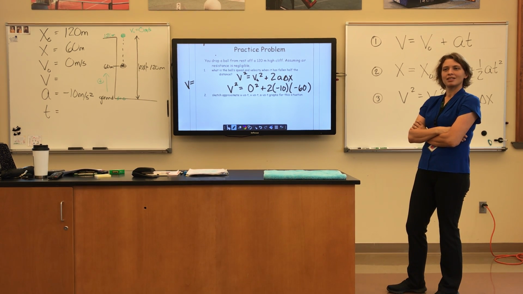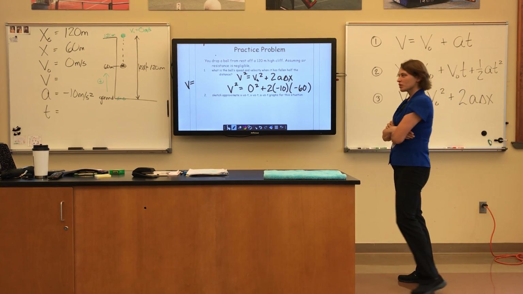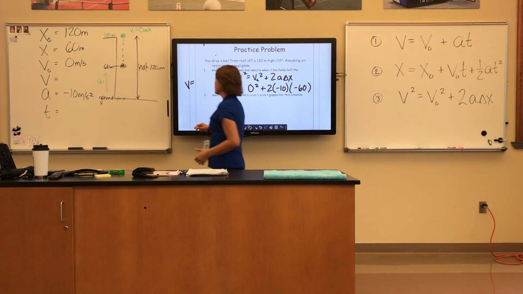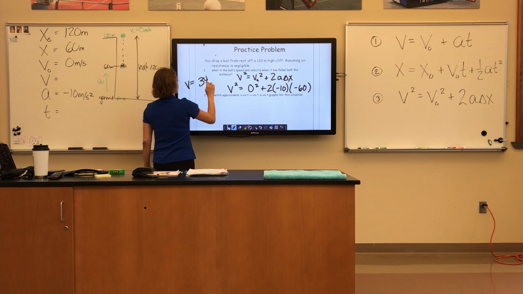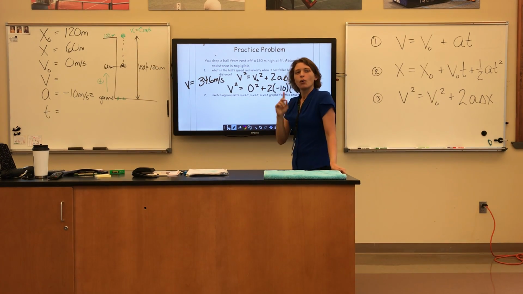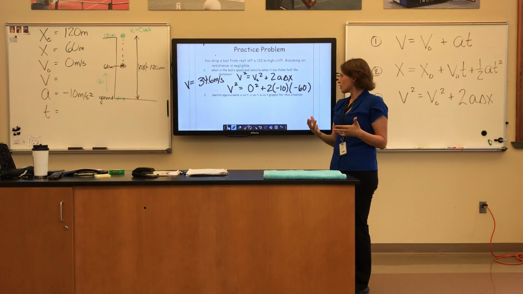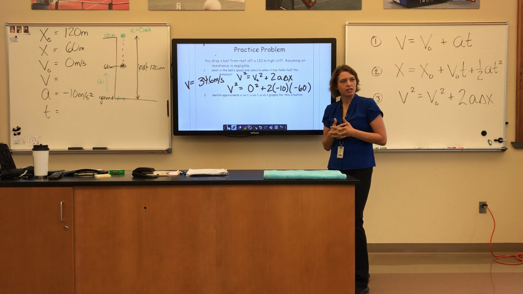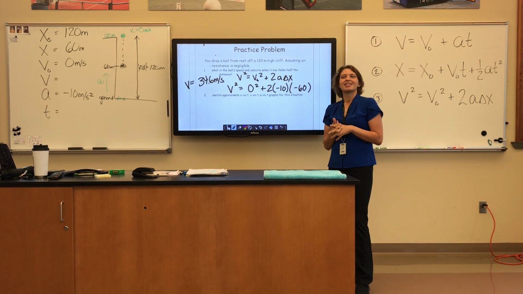Just 34.6. All right. The answer we get from the calculator is 34.6 meters per second. Should it be positive or negative, though? It should be negative. So why don't we get negative 34.6 when we plug this into the calculator? Because you can't square root a negative number.